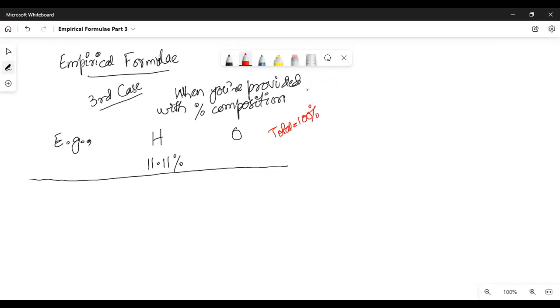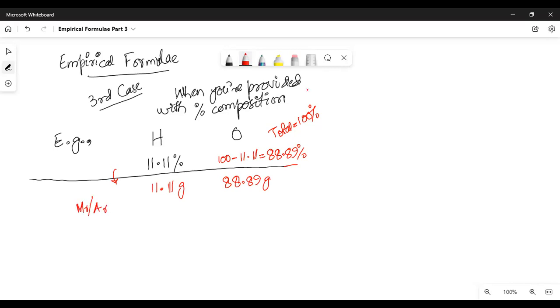So it's really easy to calculate this. So 100 minus 11.11 would give you around 88.89 percent for oxygen. Now, in the next step, which I was talking about as the zero step, convert this percentage sign into gram sign. And we are actually doing it for our own ease. And from there onwards, the steps are really the same.